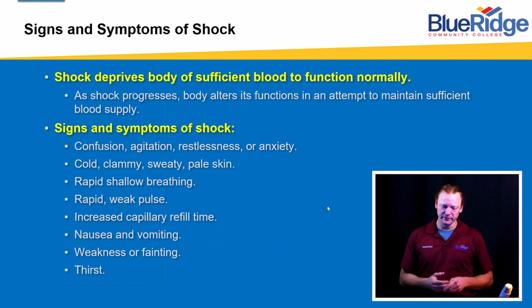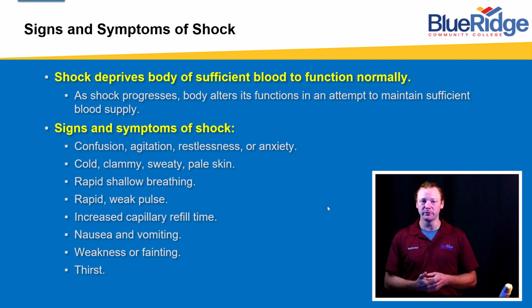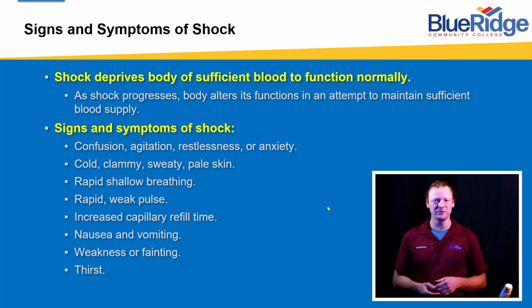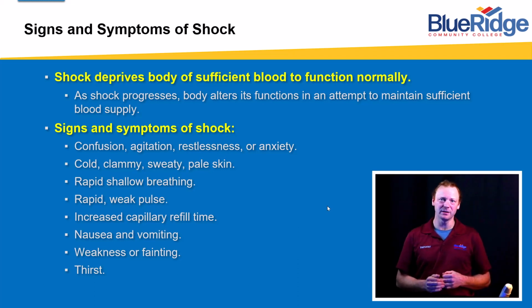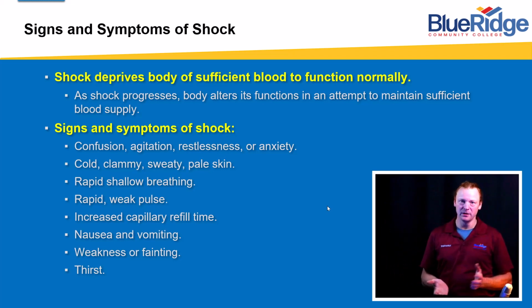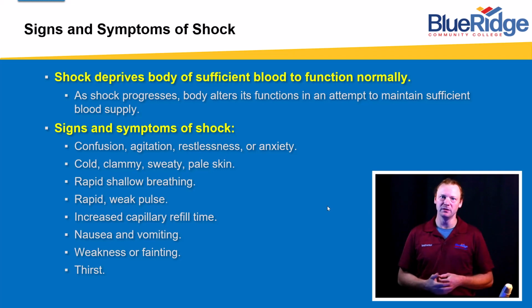So as shock progresses, the body alters the way it functions in an attempt to maintain sufficient blood supply. One of your first signs and symptoms, primarily up front, is going to be confusion, agitation, restlessness, or anxiety. That's your altered mental status or your change in responsiveness. That's going to be your first indicator. Everything else that follows is actually a supportive factor. You can be altered for many, many reasons, but you start throwing all these other points in, it kind of builds the case for, okay, this person is in shock.